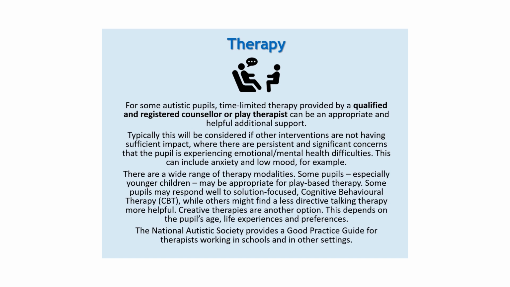There are a wide range of therapy modalities. Some pupils, especially younger children, may be appropriate for play-based therapy. Some pupils may respond well to solution-focused cognitive behavioural therapy, CBT, while others might find a less directive talking therapy more helpful. Creative therapies are another option. This depends on the pupil's age, their life experiences and preferences. The National Autistic Society provides a good practice guide for therapists working in schools and in other settings.